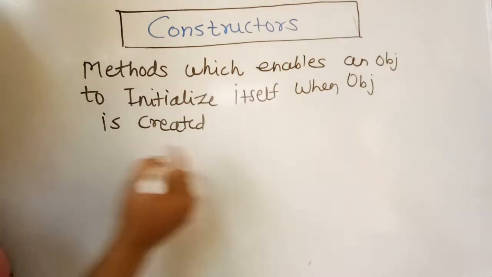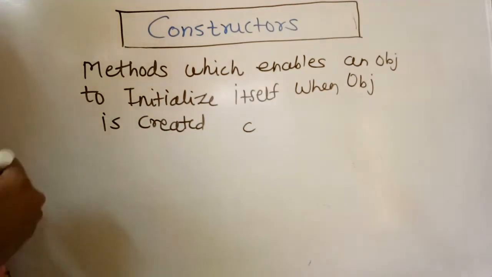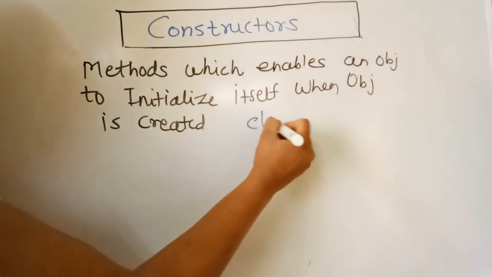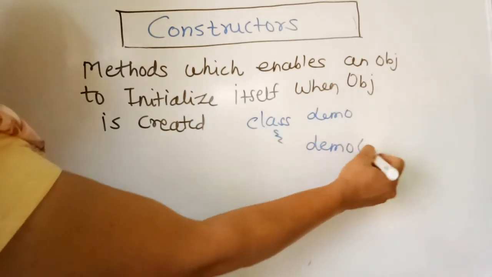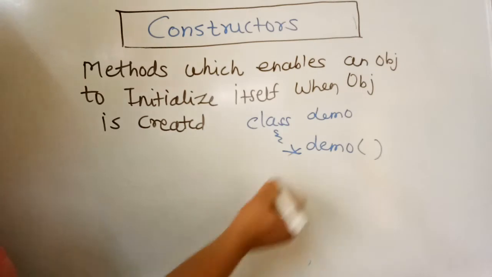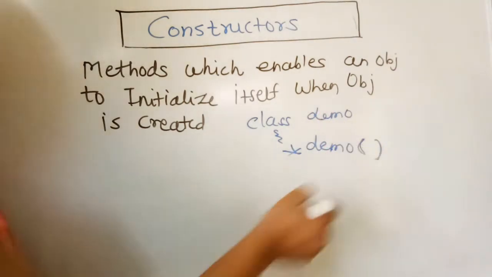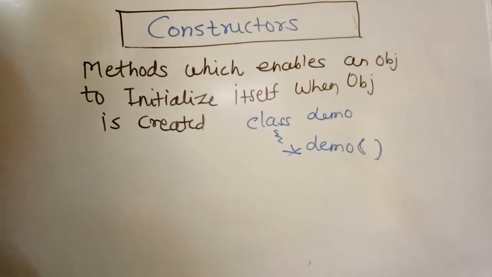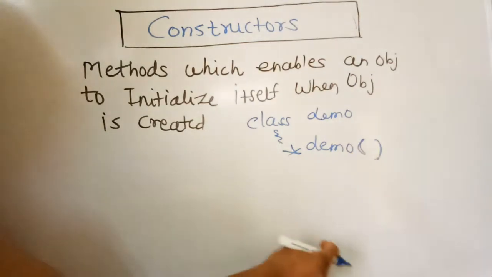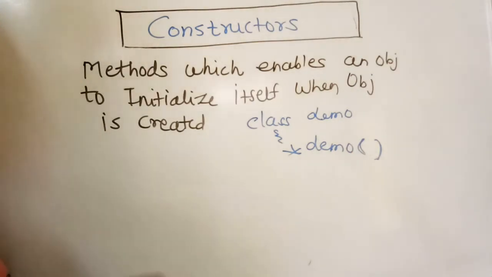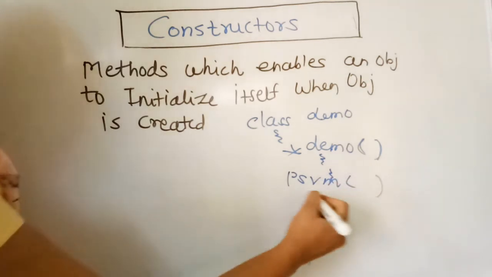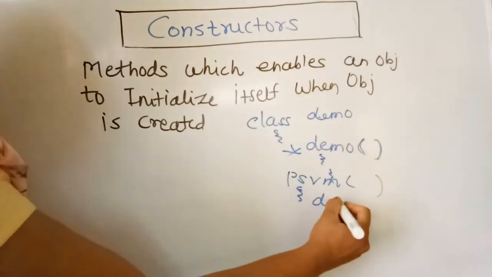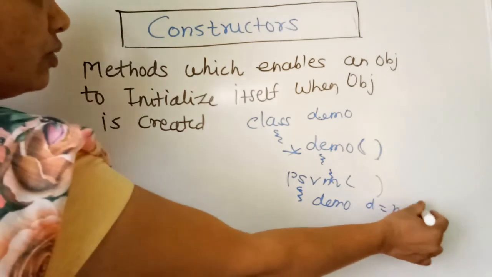What does it actually mean? For example, there is a class Demo, and it has a constructor. You all know that a constructor does not have any return type. It has the same name as the class name, with opening and closing brackets. You can perform all your programming logic in the constructor also. Then how will it be auto called? Suppose there is a public static void main method, and in that you are creating the object like Demo d equals new Demo.